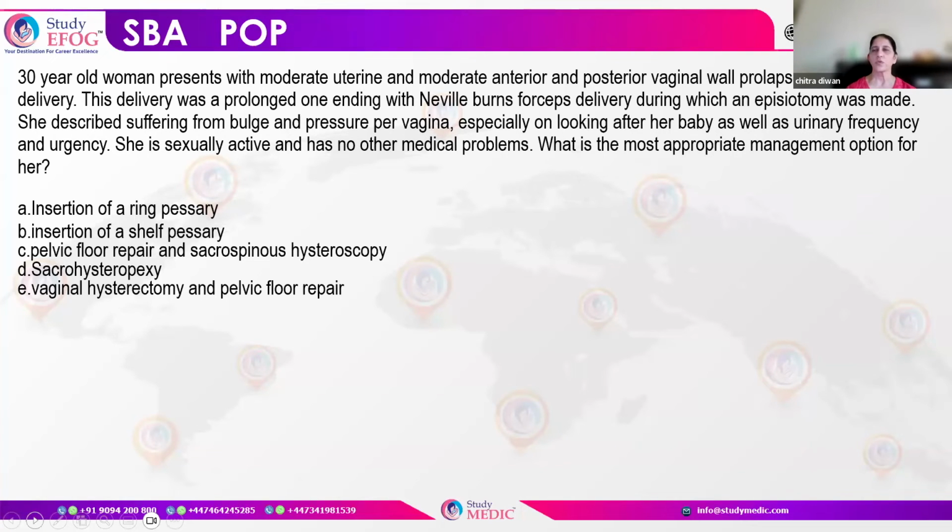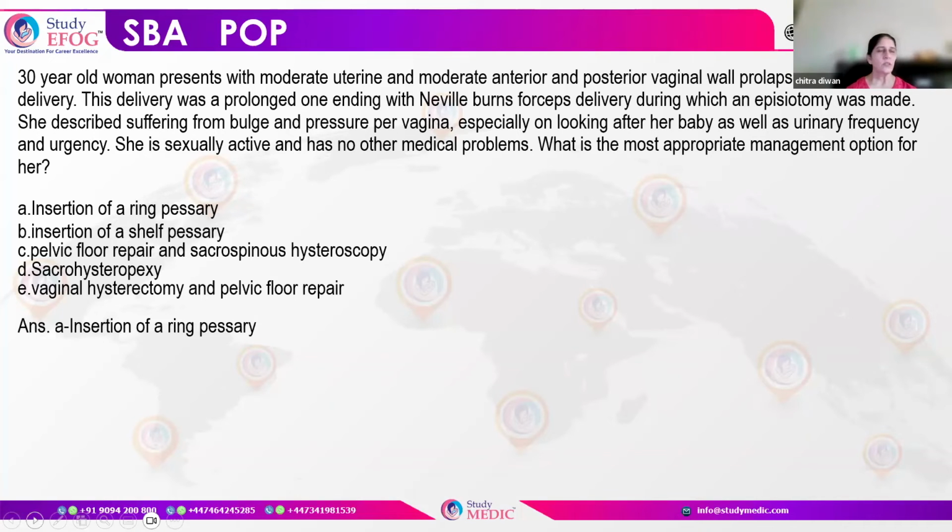Sorry, no incontinence, only frequency and urgency. She's sexually active and has no other medical problems. What is the most appropriate option for her? Pause the video here. Think, young woman, just undergone a delivery. So you can either put in a pessary, ring pessary, or a shelf pessary. She is sexually active, remember that. Or you can offer her some type of surgery.